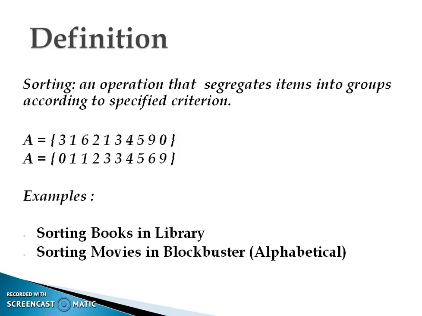The definition for sorting is an operation that segregates items into groups according to specified criteria. Examples for sorting are arranging the books in a library. It is easy for any student to search author-wise or subject-wise in the library. Second example is movies in Blockbuster. It is also helpful to select a particular language or particular movie, either arranged in alphabetical order or language wise.